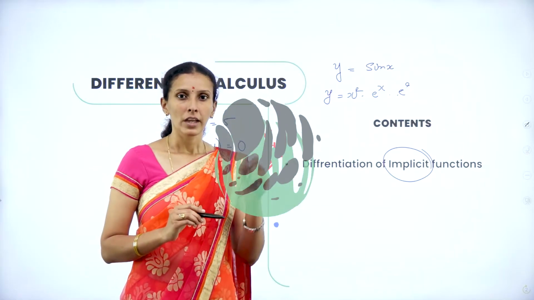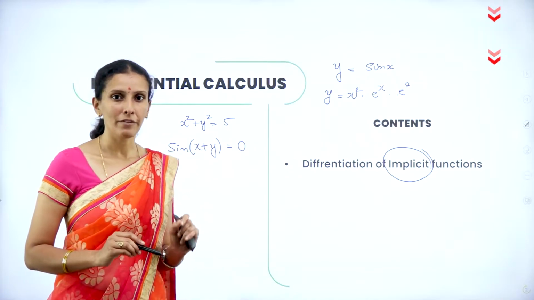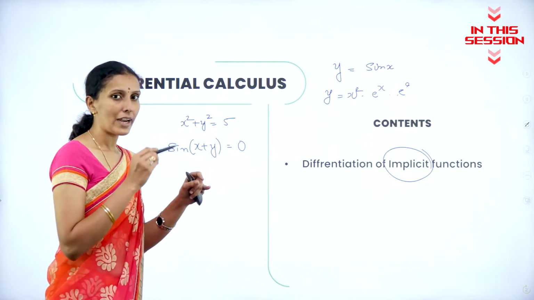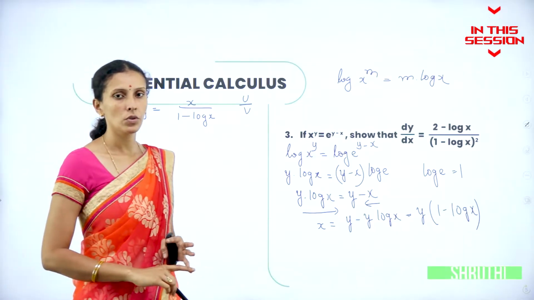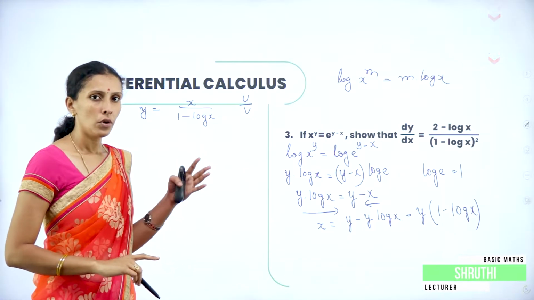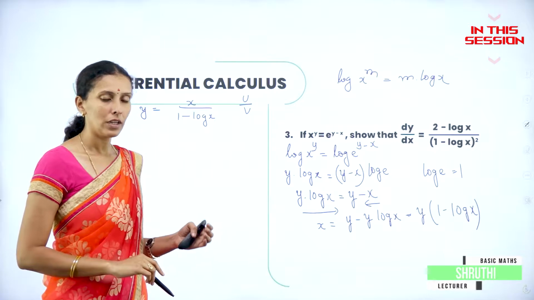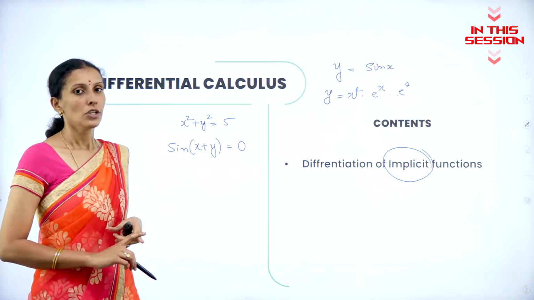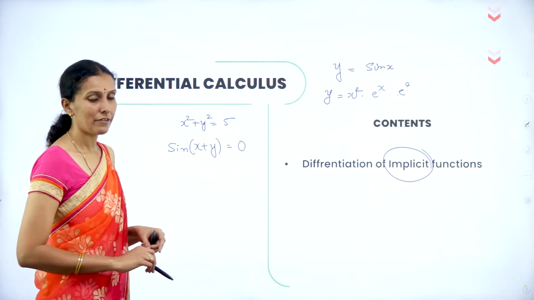Whatever the rules you apply for the variable x, the same rule is applied for the variable y here. But when you are deriving y, you are writing one extra term, that is dy by dx. What does the quotient rule say? v into derivative of u minus u into derivative of v divided by v square. We have a sine function along with the x variable as well as the y variable. So whenever you find these types of function, they are called implicit functions.